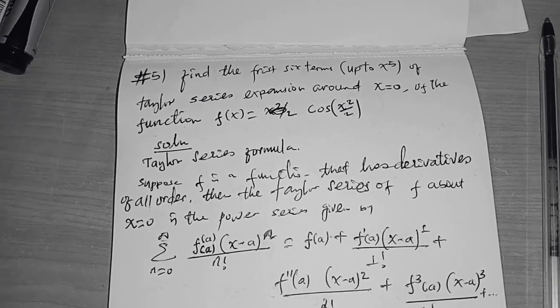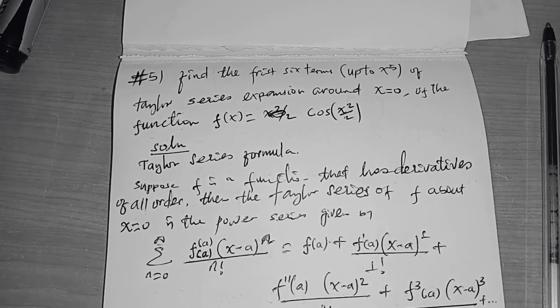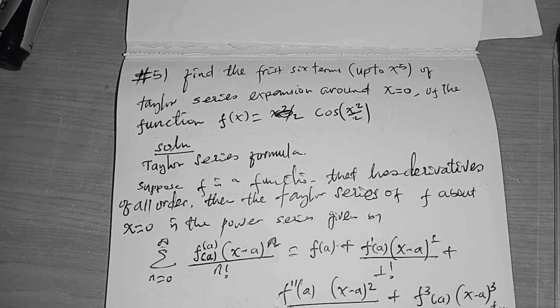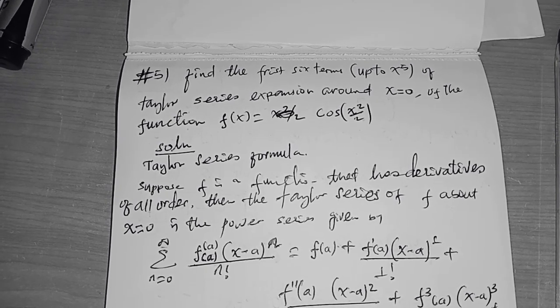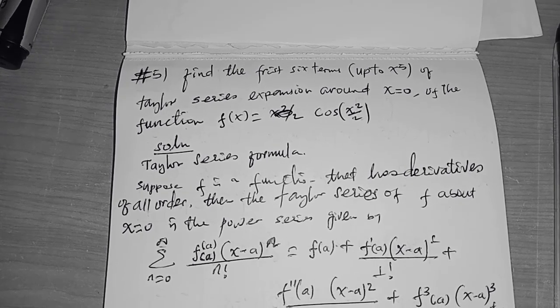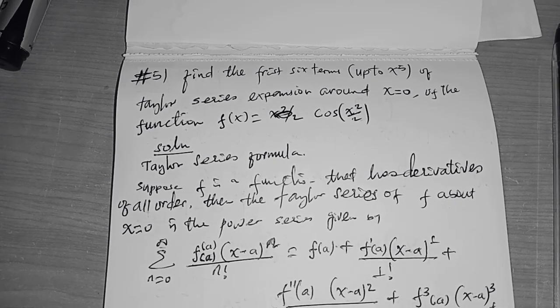This is a 2018 exam question for students who need to attend a master's program. The question says: find the first six terms, up to x raised to 5, of the Taylor series expansion around x equals 0 of the function f of x equals cos of x squared over 2.